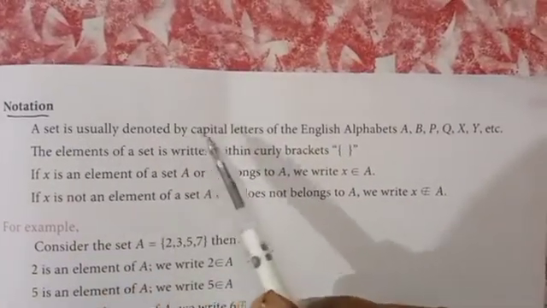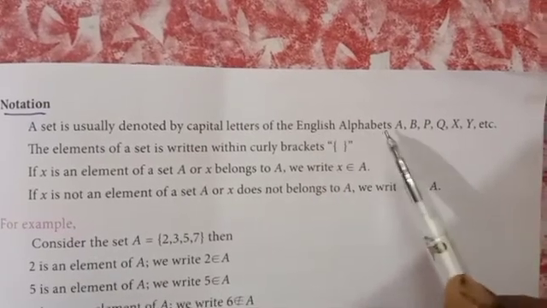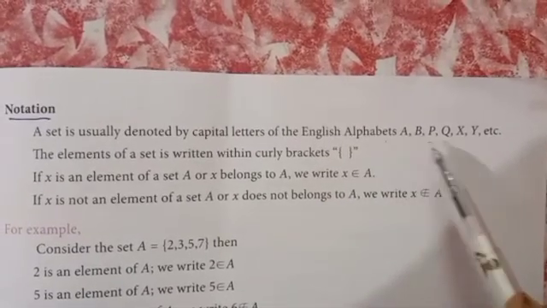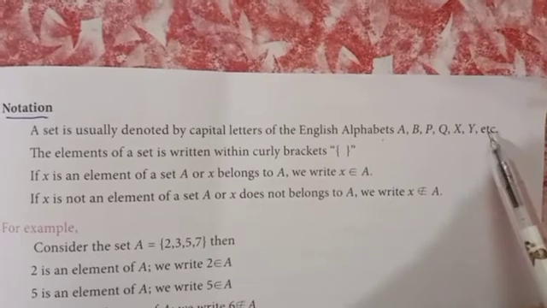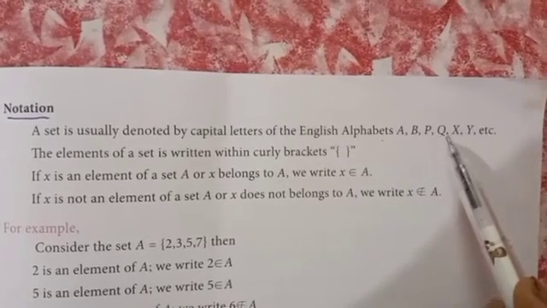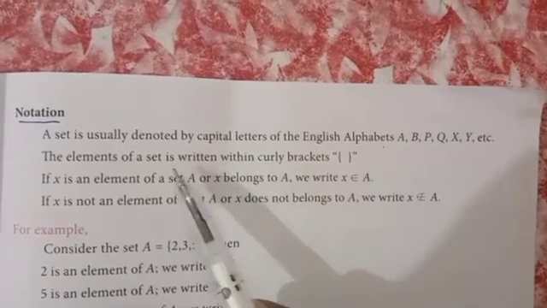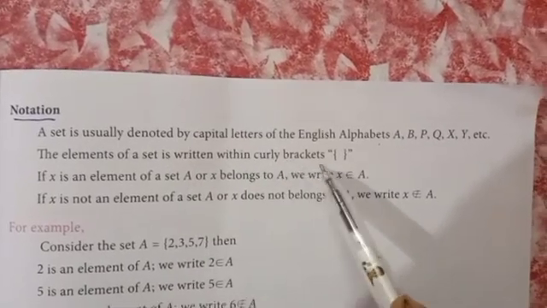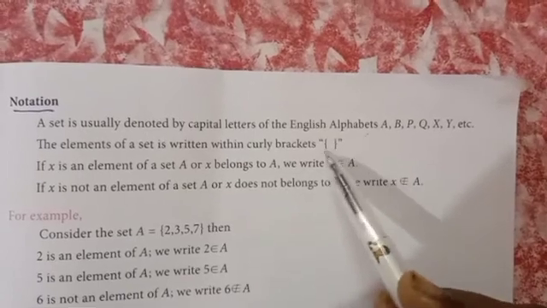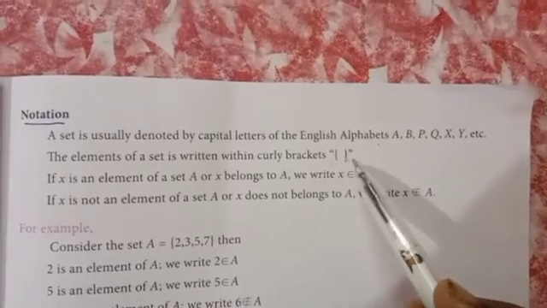Students, some of the notations. A set is usually denoted by capital letters of the English alphabet. For the set name we have to use capital letters, like A or B or P, Q, C, D. The elements of a set are written within curly brackets. The elements we have to write inside these curly brackets.